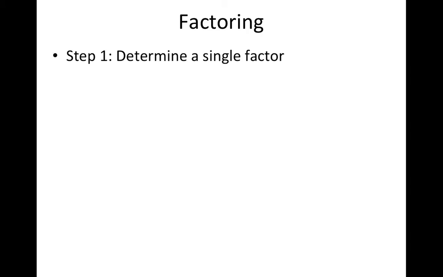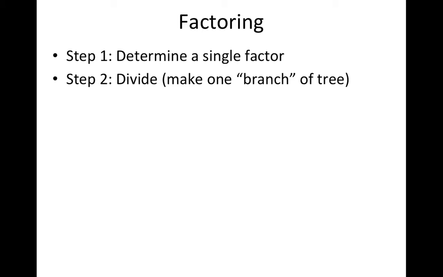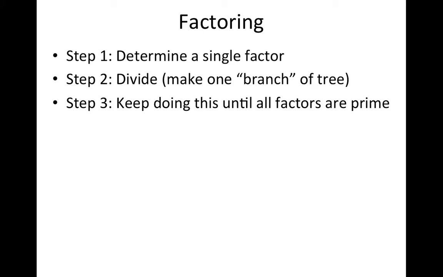The first is you determine a single factor from a list of factors. Then you divide to make it into one branch of a tree, and then you keep doing that until all the factors are prime. So if, for example, I'm to factor 16, then it looks like this.